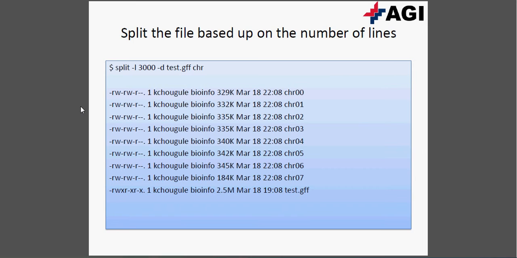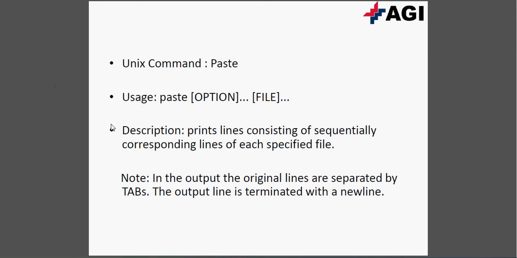So the next command is the paste command. This is a pretty simple Unix command which prints lines consisting of sequentially corresponding lines from each specified file. On the command line I just type paste followed by the options and followed by the name of the file. One thing to note is that in the output the original lines are separated by tabs. The output line is terminated with a new line.